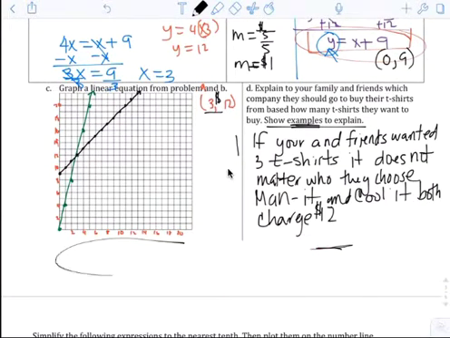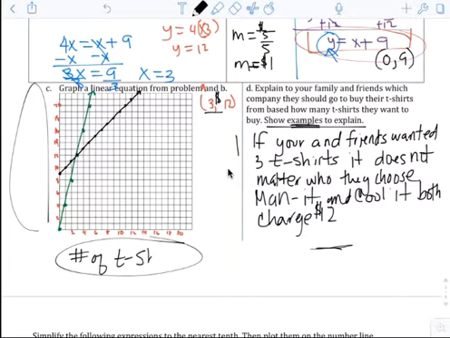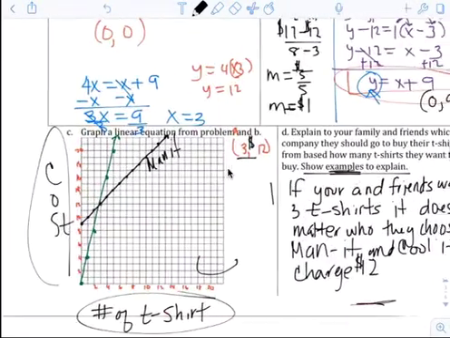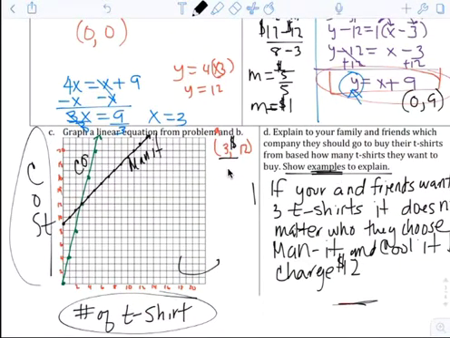Oh, look, I forgot to. My gosh, if you do this on your test, you're going to get like a 2 or 1. We forgot to put number of t-shirts, cost, Man It, and Cool It.